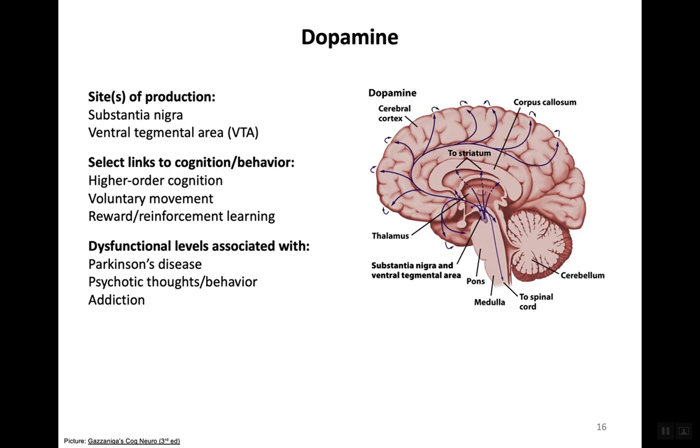The other side of that impact is reflected in dysfunctional levels associated with Parkinson's disease, psychotic thoughts and delusional behavior, and addiction. And again, that is the logical outcome of the impact that dopamine has on reward and reinforcement learning. In this case, what happens is that abusing that reward or reinforcement learning system leads to addictive behavior.